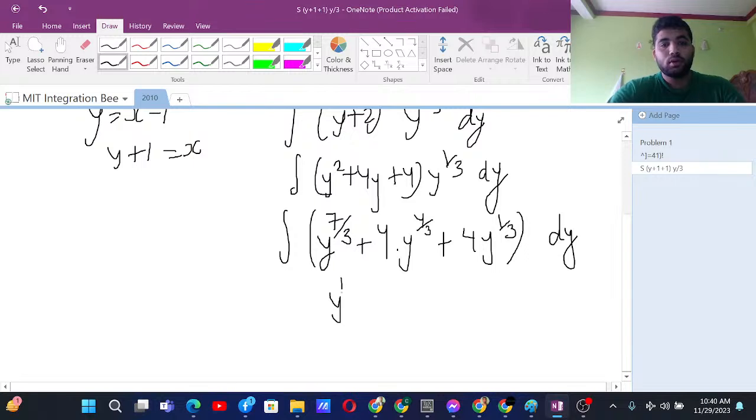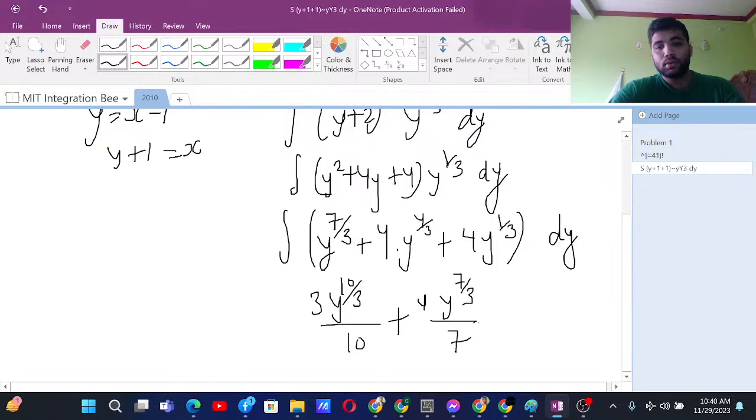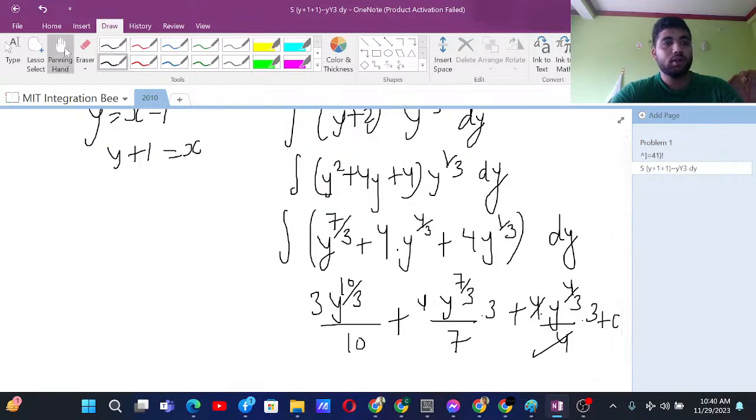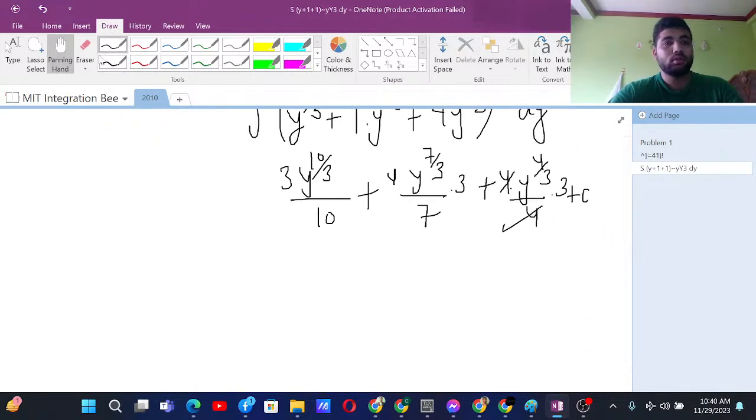That's y to the power 10 by 3 by 10 by 3, plus 4 times y to the power 7 by 3 by 7 by 3, plus 4 times y to the power 4 by 3 by 4 by 3, plus c. The 4 gets cancelled out, and we don't need to do anything else for the others. You can keep it as it is. And I think this is the solution, except that now we need to substitute y as x minus 1.